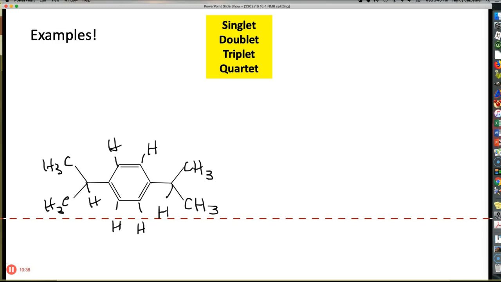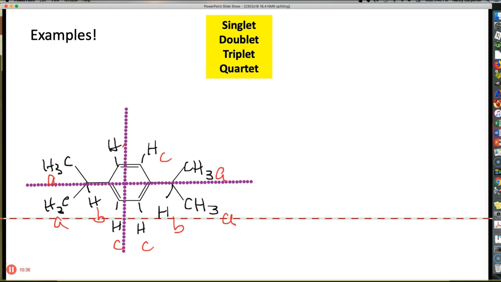Okay, this is a highly symmetrical molecule. In fact, I can split it right in half that way, and right in half that way. What that's telling me is that I have A, B, B, C, C, C, C. I only have 3 different kinds of signals. So, it's kind of a mess now.